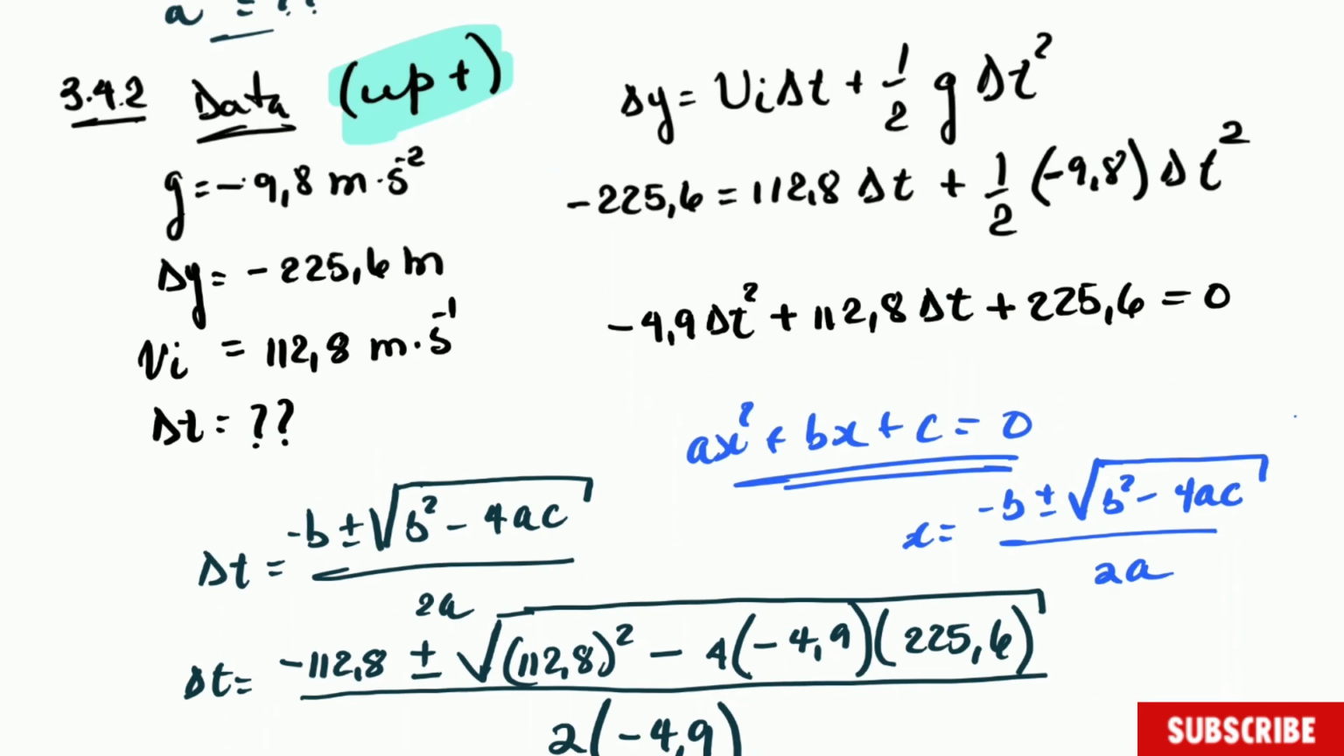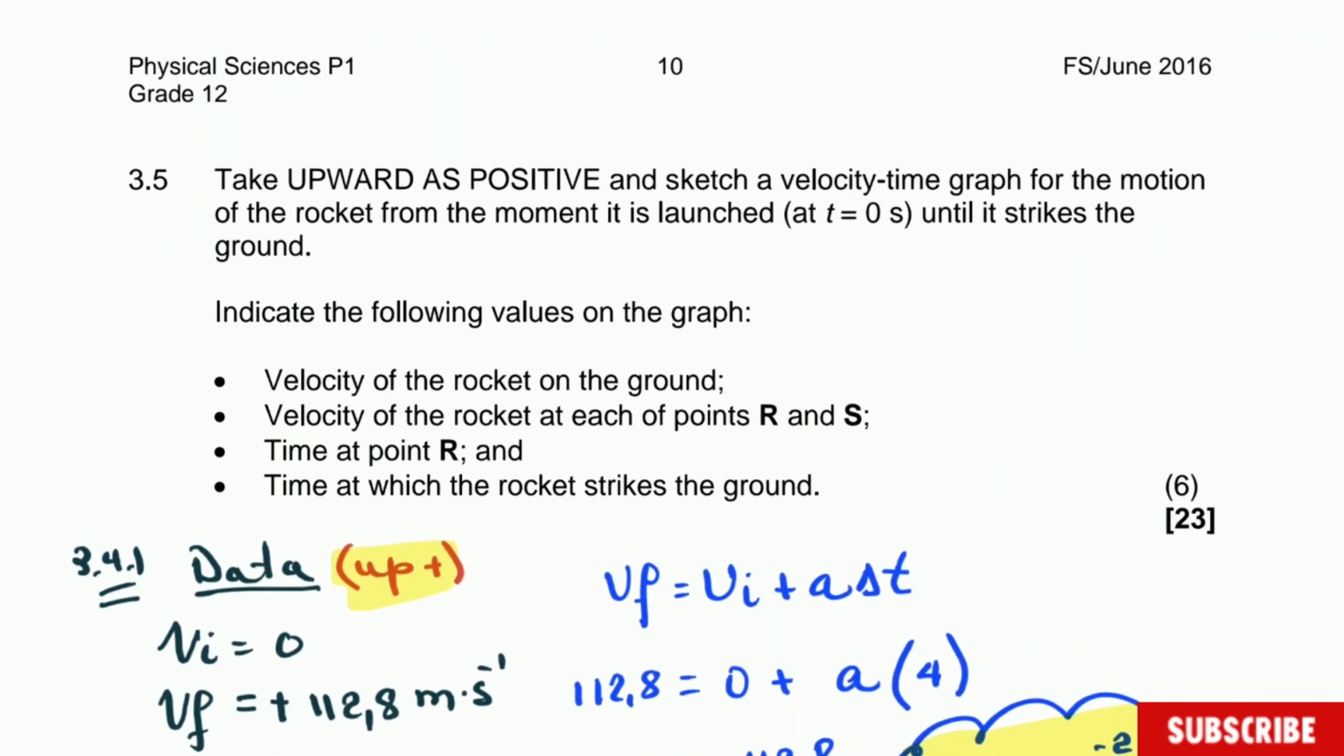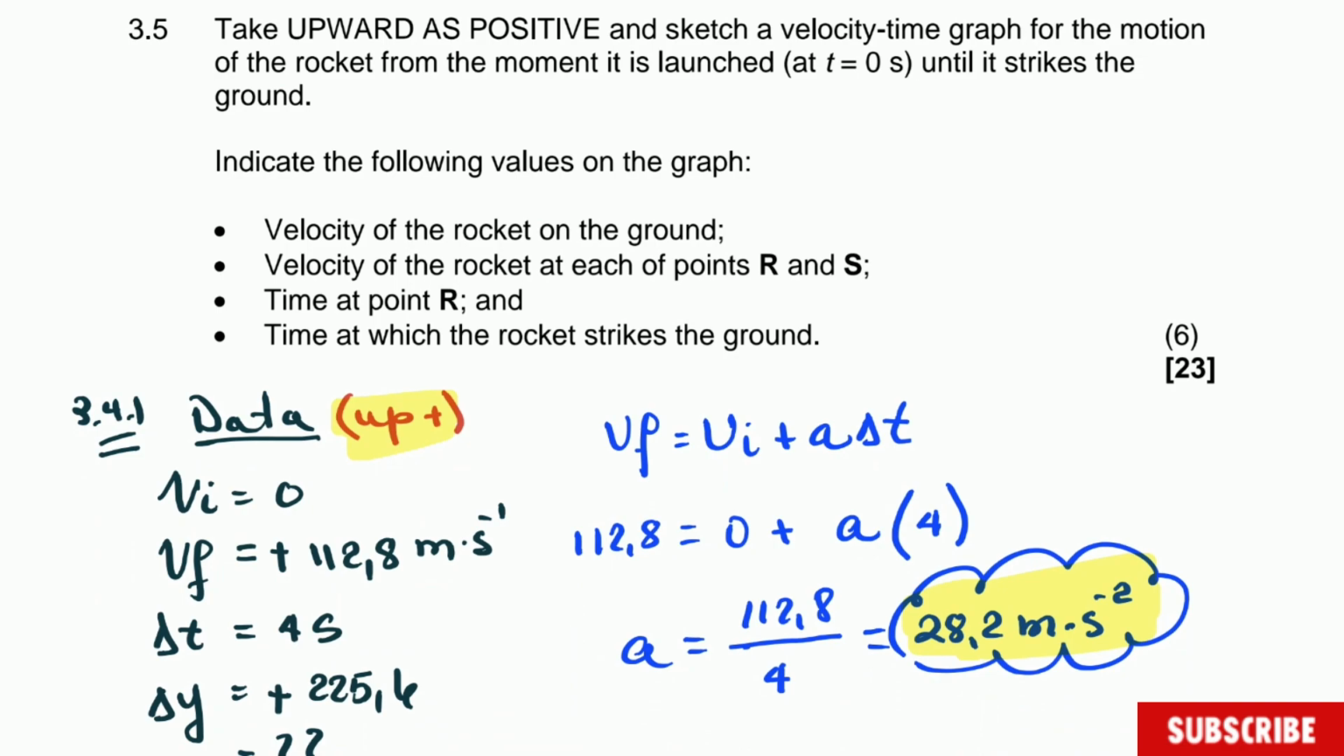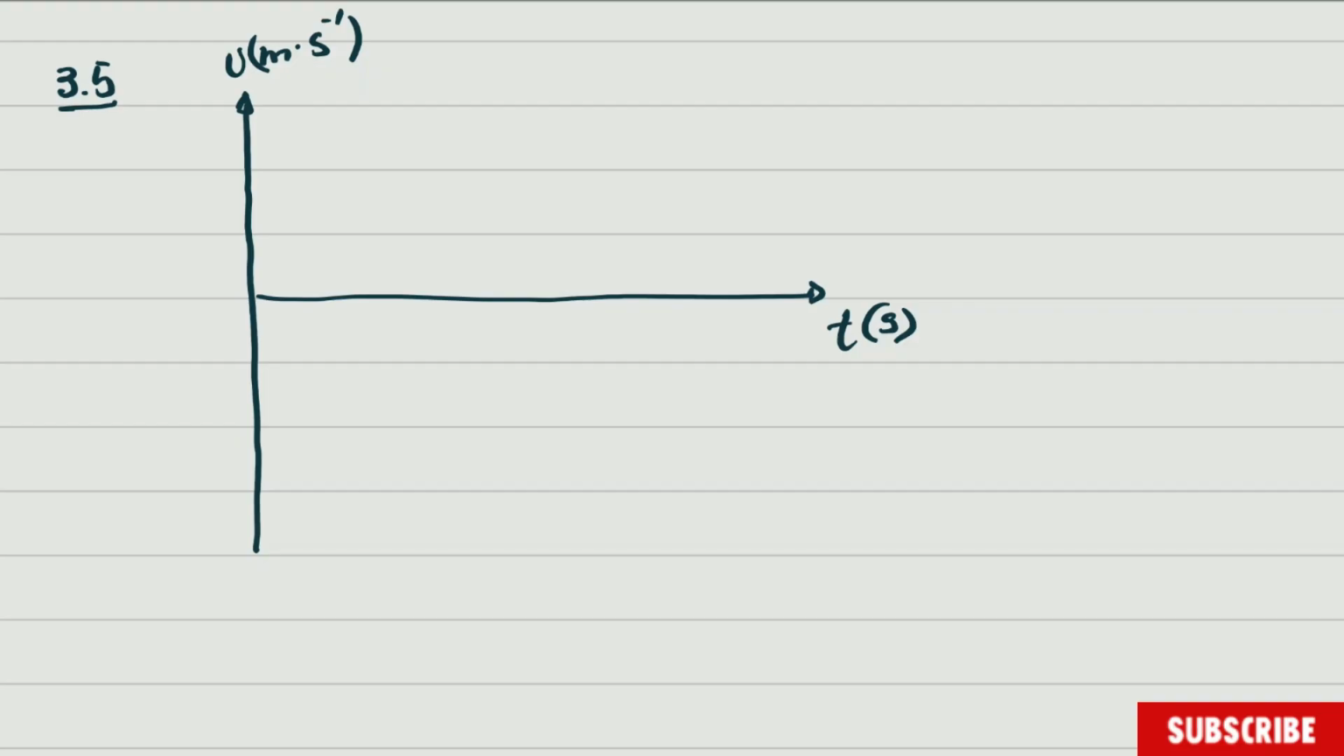Now to finish this question 3, all we have to do is question 3.5, which is about graphs. This question says, take upward as positive and sketch a velocity time graph for the motion of the rocket from the moment it was launched until it strikes the ground. Indicate the following values on your graph, and they give you a list of values you have to indicate there. Okay, so what is going to happen here?